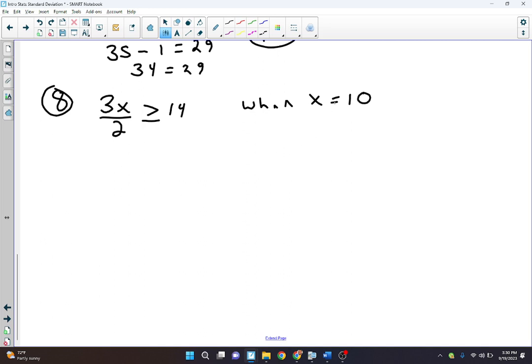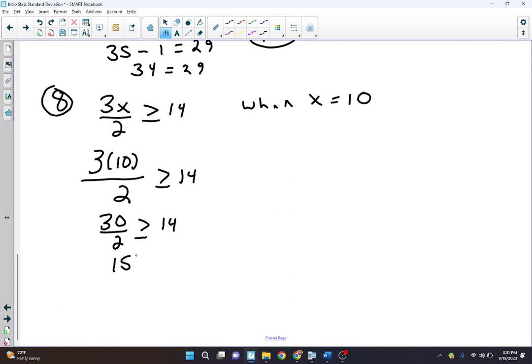So this one, I'm going to plug in 10 into here. 3 times 10 divided by 2, 30 divided by 2, 15, which is greater than or equal to 14. So 15 is greater than or equal to 14. Is that a true statement?